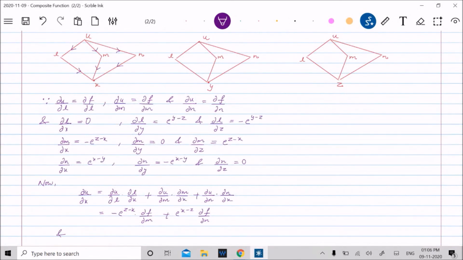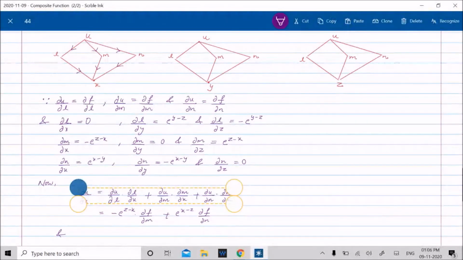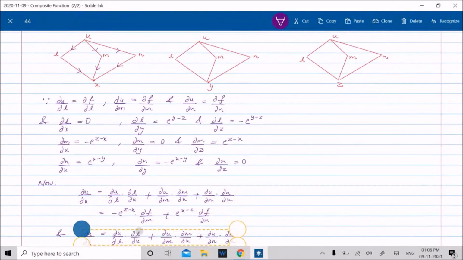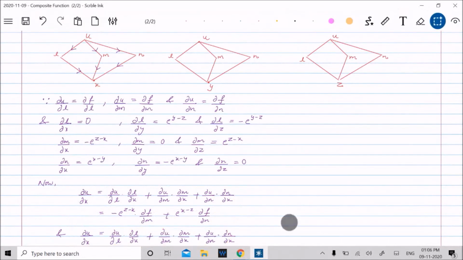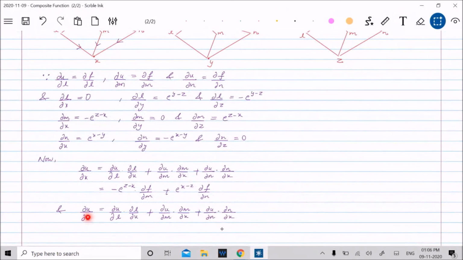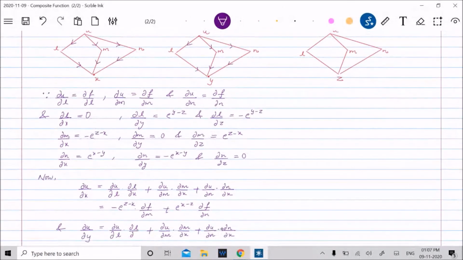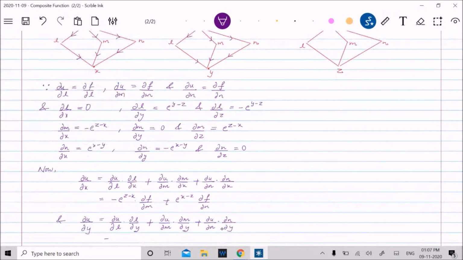And now I will copy this rule. Now this is del U by del Y, and you have to use the second picture this time. Please make a few changes in the formula I have just copied from the first part. Now tell me what should be del U by del L. Del L by del Y. I think this variable should be changed only. Now it's fine, right?